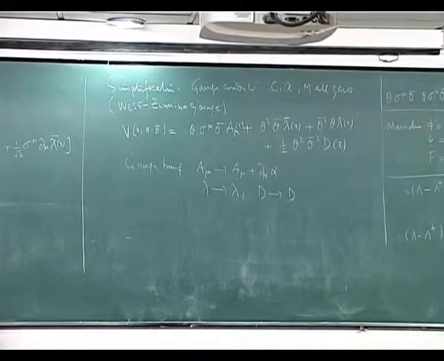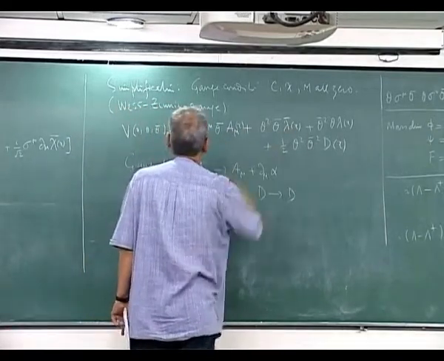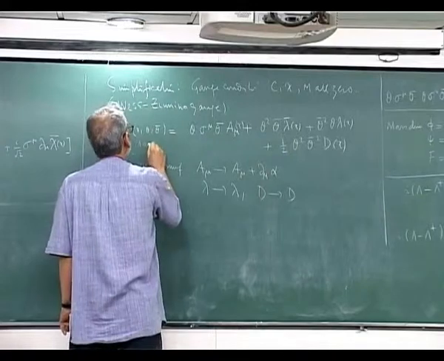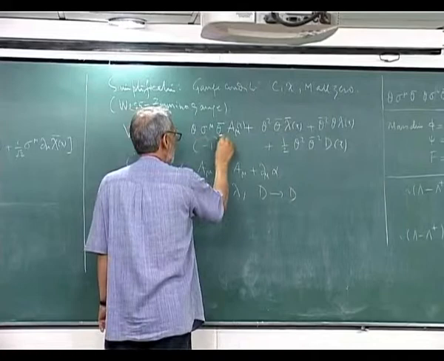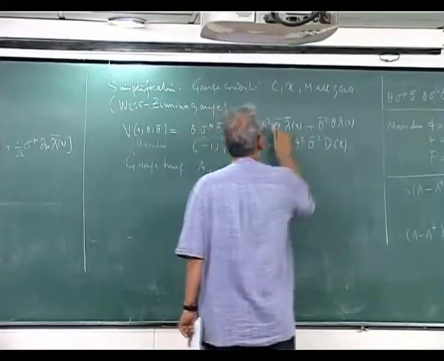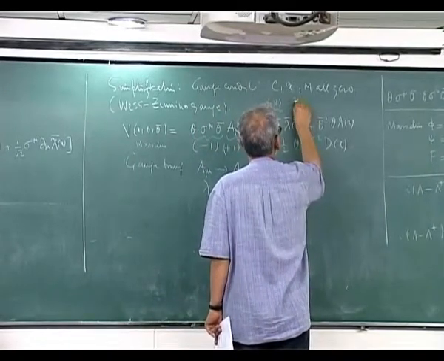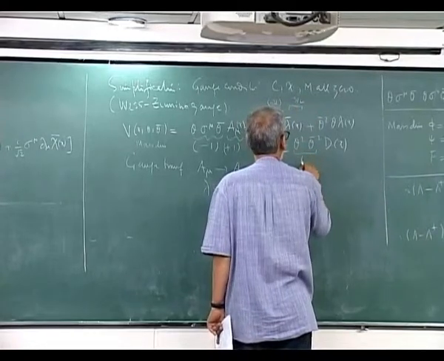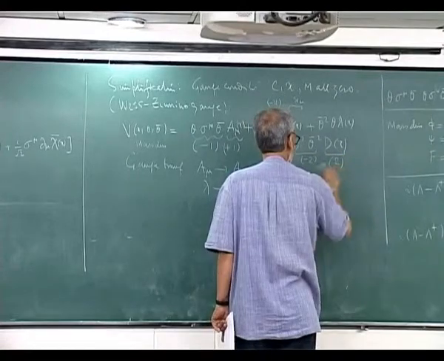Now this superfield has very interesting properties. Let me recall the mass dimensions of the various components here. So let me write here mass dimension. This object is -1, -1/2, -1/2. This object is +1. This object is -3/2, so lambda is 3/2. This object is -2. This object is +2.